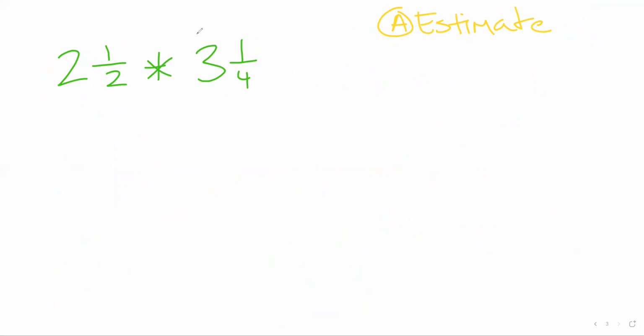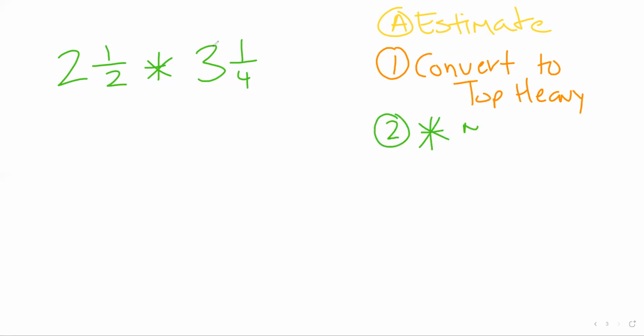So I call it A instead of number 1, because then the first step to really doing the skill is we're going to convert. So we're going to convert to top heavy. And then we are going to multiply our numerators and our denominators. And then we will convert or reduce if we need to. Right, get that final answer. We definitely don't want it as a top heavy fraction.